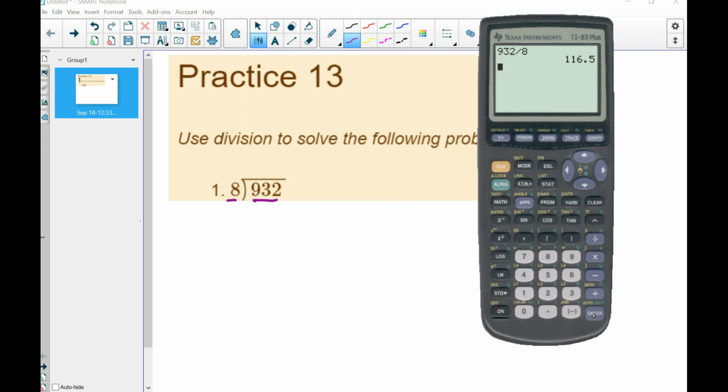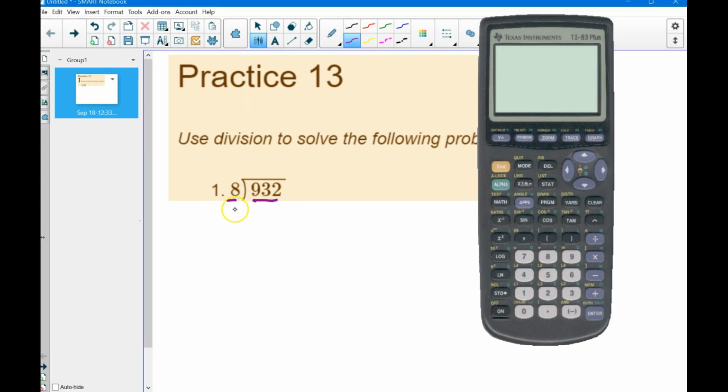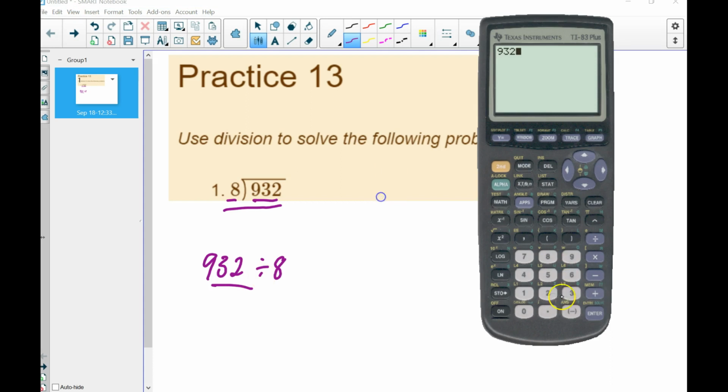The most common mistake I see is people go the opposite way around. They go 8 divided by 932, which is not correct. Don't do that. So if I write it this way, we see it's 932 divided by 8. Or I can do this, 932 divided by 8. Again, it would be input in the calculator the same way. The 932 goes in and divided by 8.